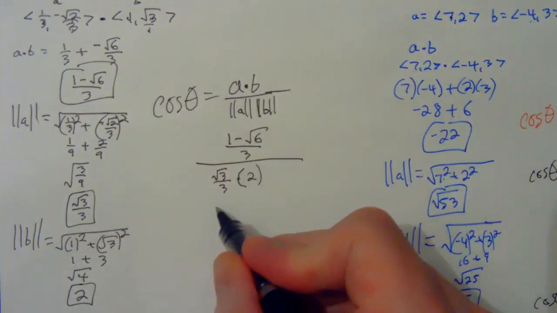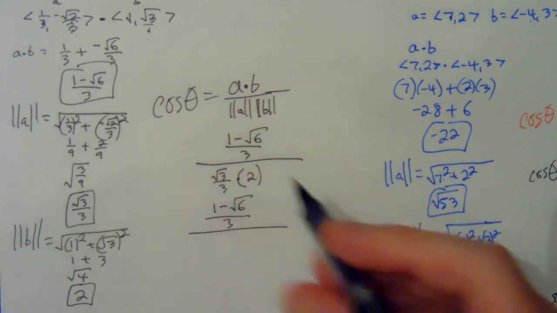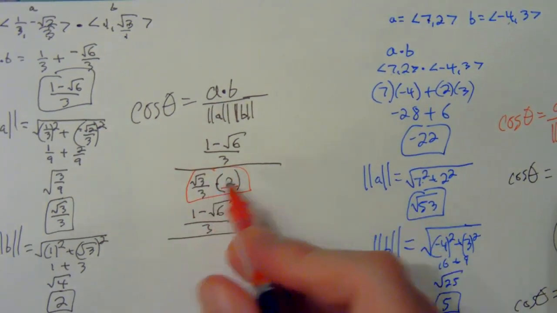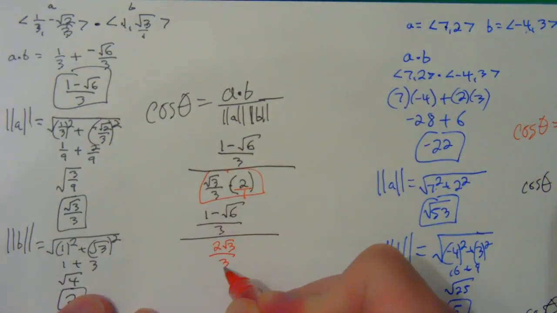So here's what we're going to do. I'm going to make this 1 minus radical 6 over 3 on top. Now on the bottom, you're just multiplying these two fractions together. This is like 2 over 1. So if you smush it, you get 2 radical 3 over 3.